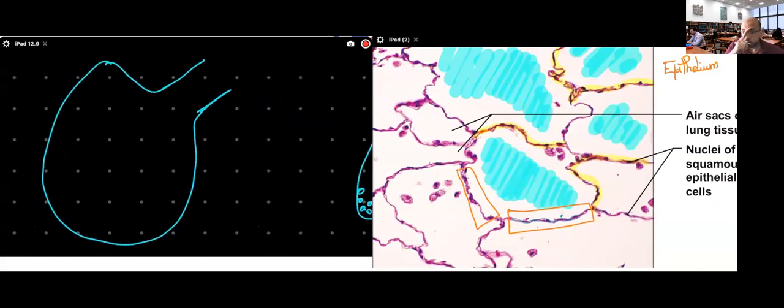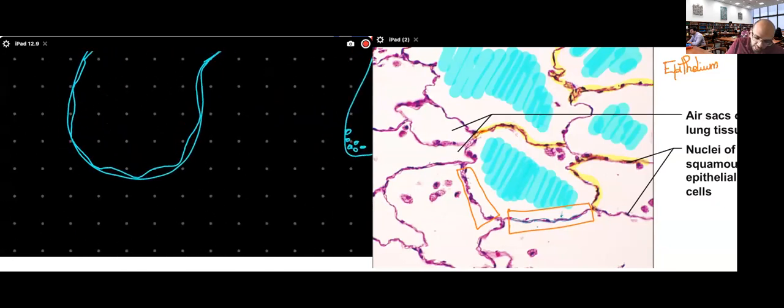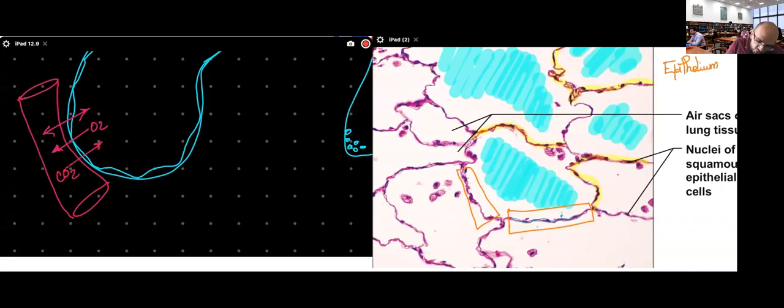So this will be lined with one row of flat cells. Why do you think you're going to have simple squamous epithelium lining the air sacs of the lungs? Because I need a minimal resistance against the gas exchange. So I'm getting oxygen from the air sacs into my blood. I am moving carbon dioxide from the blood to the air sacs. So I need to allow a minimal resistance to allow maximal exchange to take place.